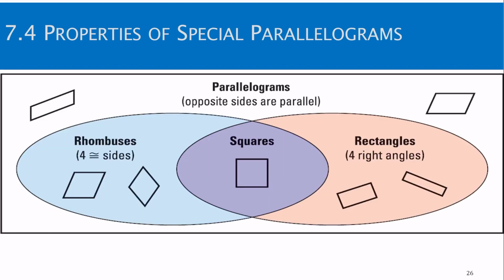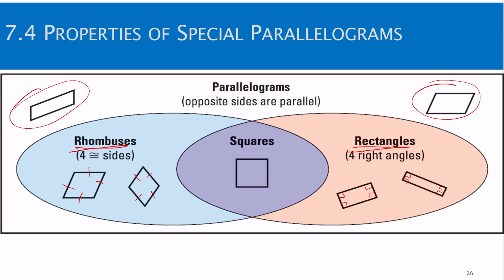If we use a Venn diagram, we have some parallelograms out here, and you can see that they just have opposite sides that are parallel. All rhombuses are inside of the parallelogram, so all rhombuses are parallelograms. And they have the 4 congruent sides. All rectangles are also parallelograms. They have the 4 right angles.